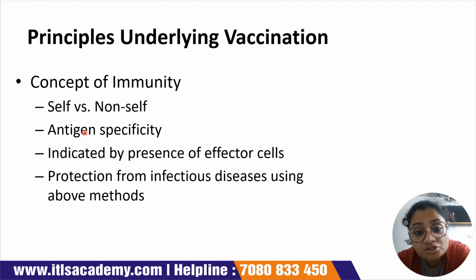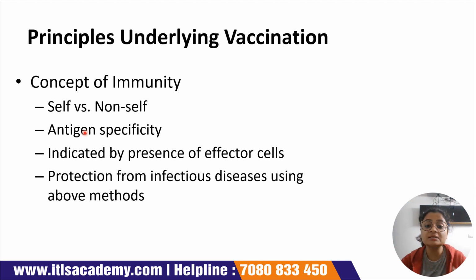But there are situations when the body actually produces antibodies against self tissues and cells, and those conditions are known as autoimmune disorders or autoimmune diseases. So that is an exception. That is a type of a disease or a pathogenic condition. But normally, in a normal healthy individual, the immune cells will never produce antibodies against the self tissues or the self cells.